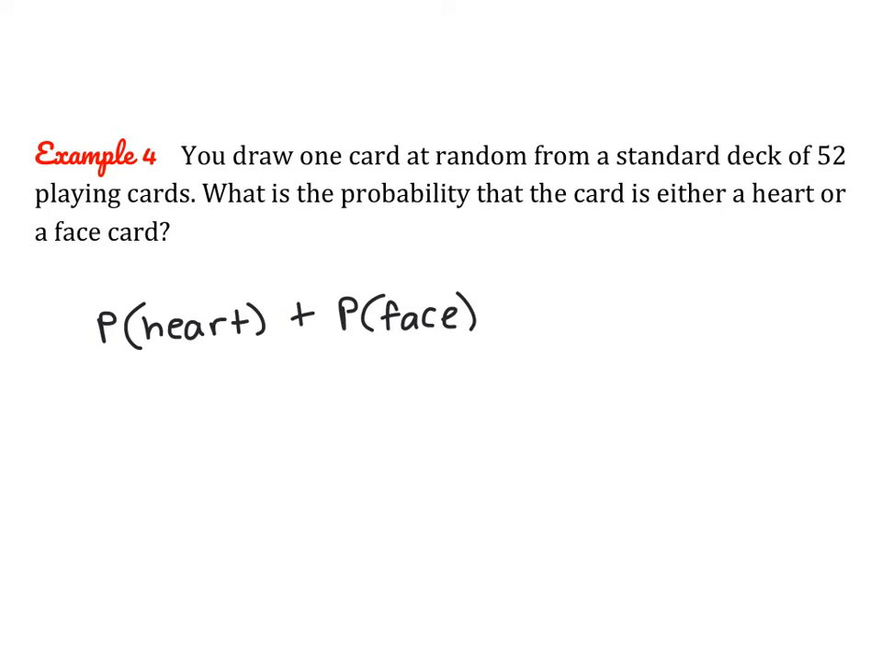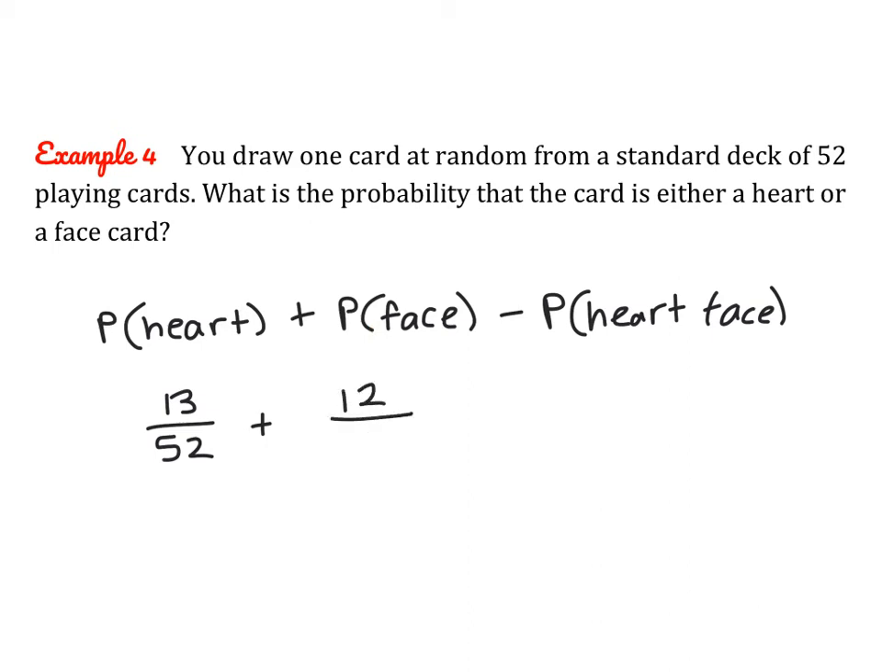But it's very possible to have a heart that is also a face card, which means we need to subtract the probability of a heart face card being pulled, because those cards are being counted twice. So the probability of pulling a heart is 13 out of 52. The probability of pulling a face card: there are 3 face cards per suit and 4 suits, so multiplying gives you 12 favorable outcomes out of 52 possible outcomes.